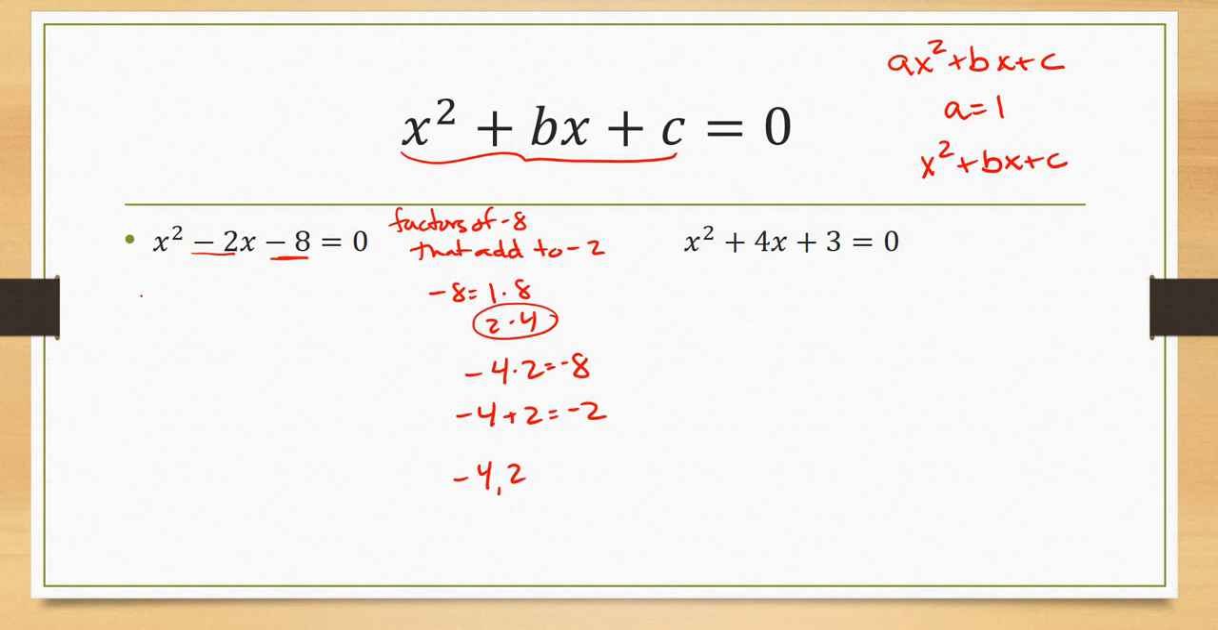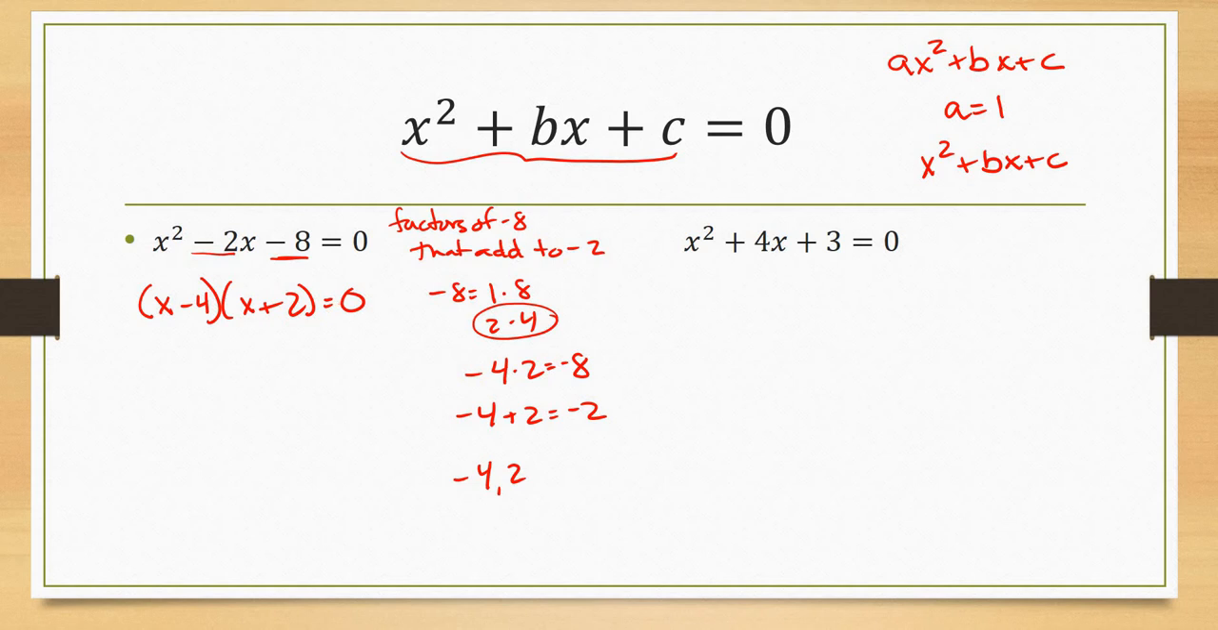I'm going to put them into my factored form. So x minus 4, x plus 2 equals 0. And if you FOILed this to check it, you would get x squared minus 2x minus 8.